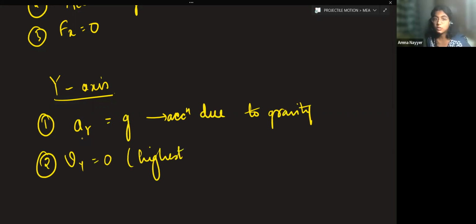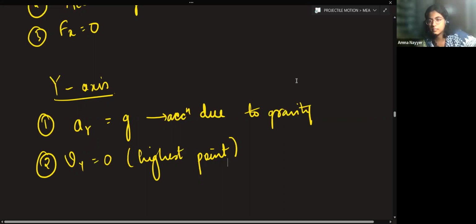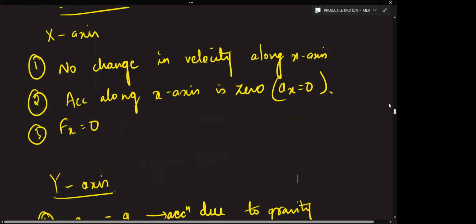Along the x-axis, it will be u cos theta. I have told you, along the x-axis there is no change in velocity. So if any body satisfies these conditions, we say that the body is covering projectile motion, whatever be the trajectory of it. Any doubts? Is this clear? Yes or no? Yes, ma'am.